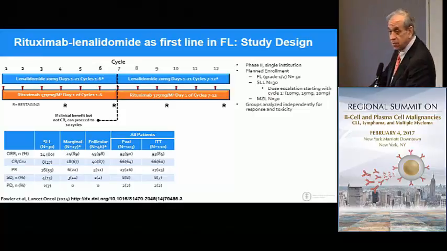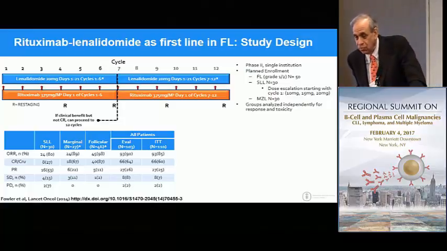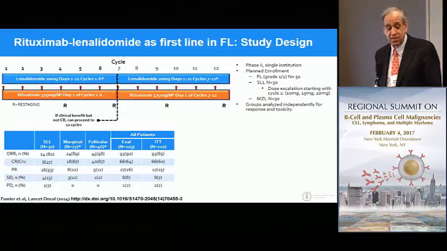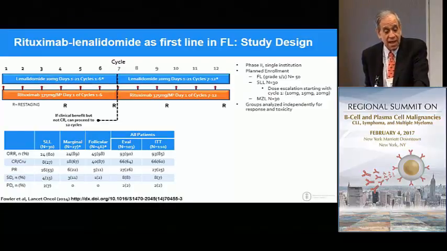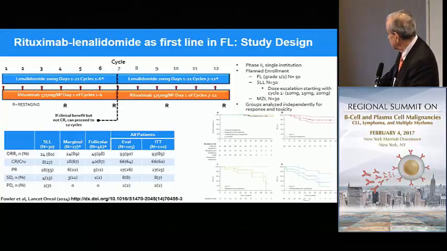Small lymphocytic lymphoma, a very reasonable 80% response rate, but only 20% CRs. Let's look at follicular lymphoma, 98% overall response rate, and 87, I think is the number, 87% complete responses. And marginal zone lymphoma was in the middle with an 89% response rate, and 2/3 were CRs.